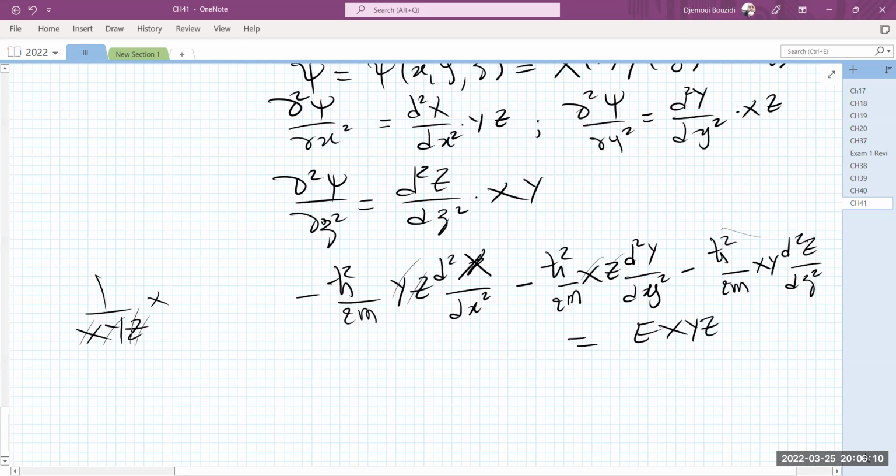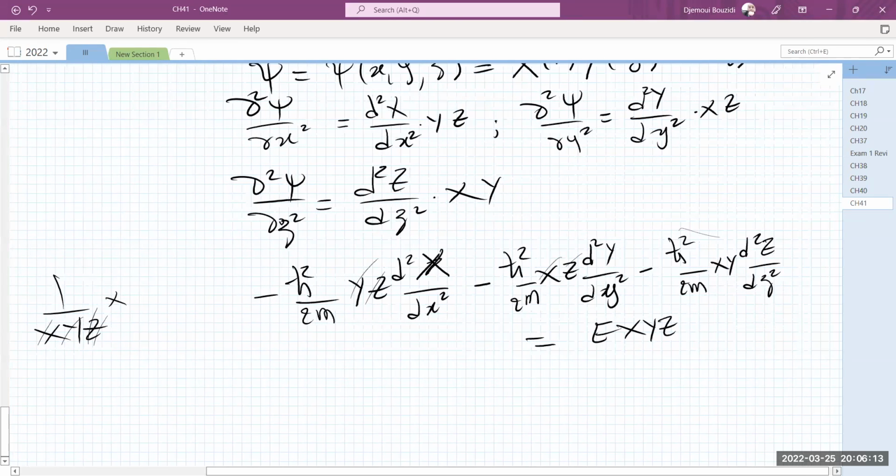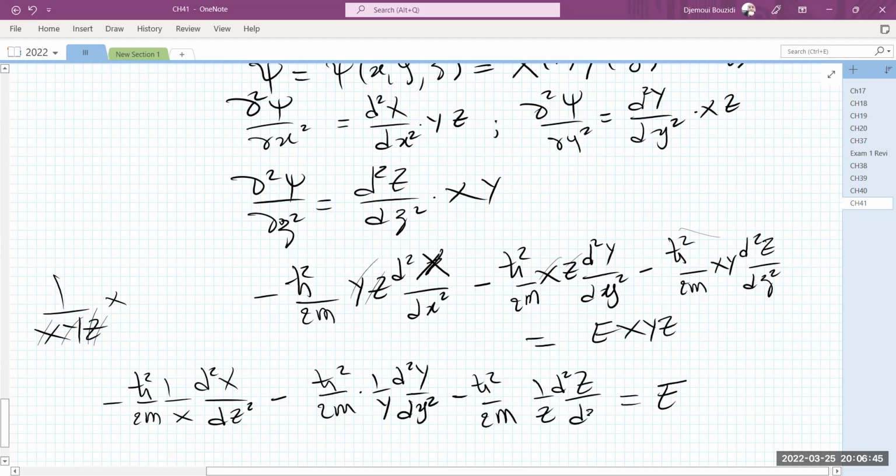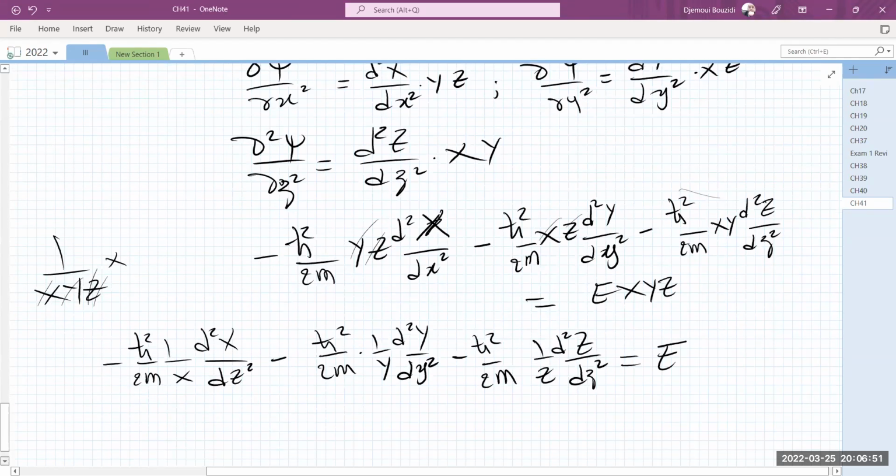Well, the second side will have nothing except the E in it. So I'm going to write the second side in here as E. And the first side is going to have minus h bar squared over 2m times 1 over x times the second derivative of x with respect to x, minus h bar squared over 2m times 1 over y times the second derivative of y with respect to y, and minus h bar squared over 2m times 1 over z times the second derivative of z with respect to z. Obviously, the big Z is the function, and the little z is the independent variable.